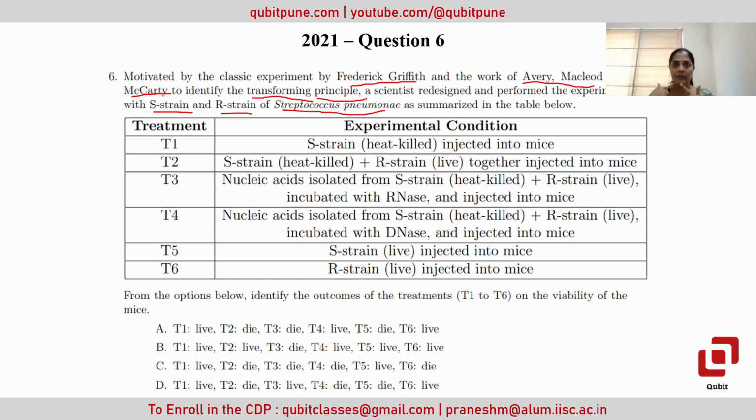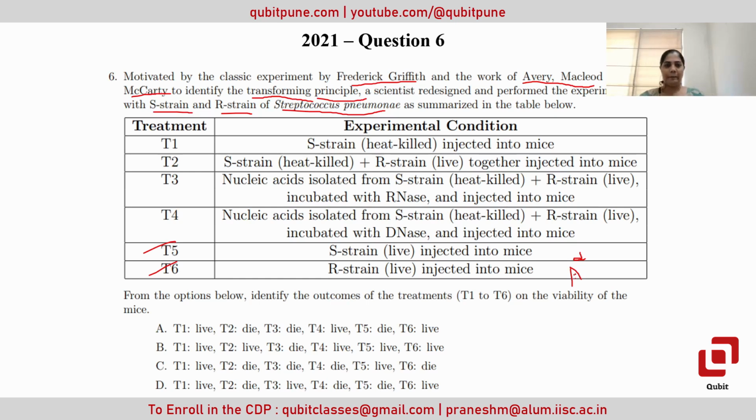And another is R, which is a rough kind of strain, non-shiny, rough in appearance. Those are not virulent, so they are not infectious. If the rough colonies are injected, then the mice will be alive. And if the smooth colonies are injected, the mice will be dead. So we can have the answer for T5 and T6. The smooth strain will die, this will die, and this will be alive. Now the other cases. Yes, Anagha.